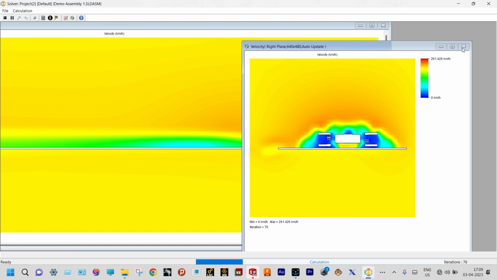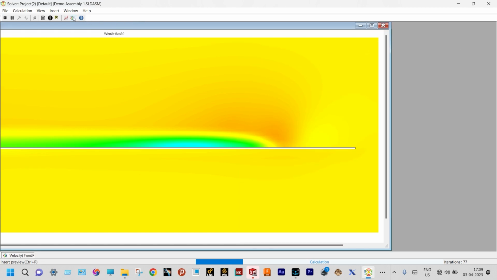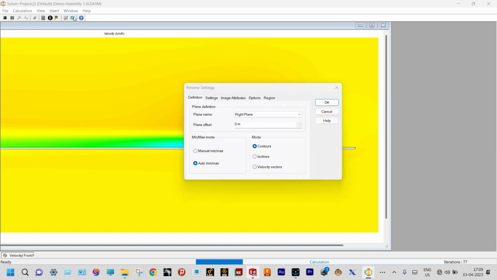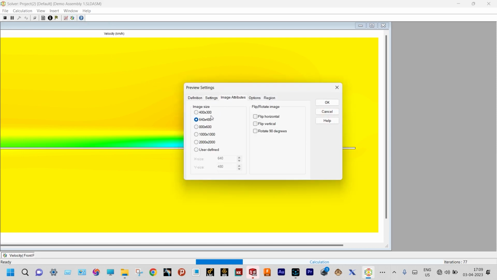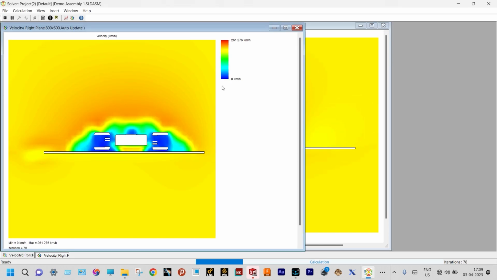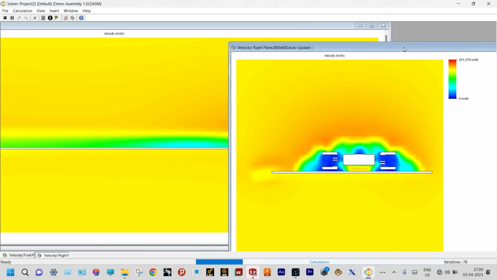Let us make this a little bit bigger. Resolution will make it bigger from right plane, and velocity distribution, image attributes, it will be 800 by 600. Let us see this one. Yeah, fine.